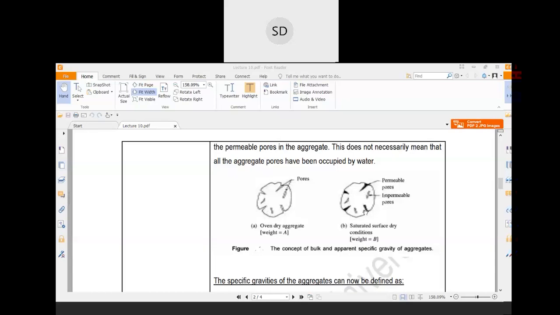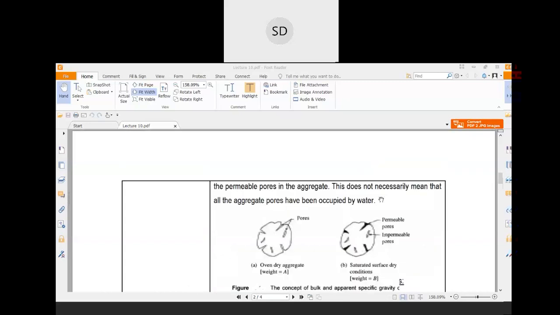In the saturated surface dry condition, there will be no coating of water, but the pores will be filled up with water. But the internal pores are impermeable because they are not accessible. For this reason, they are impermeable pores. I think you get the idea of these two figures: this is the oven dry condition and this is the saturated surface dry condition.